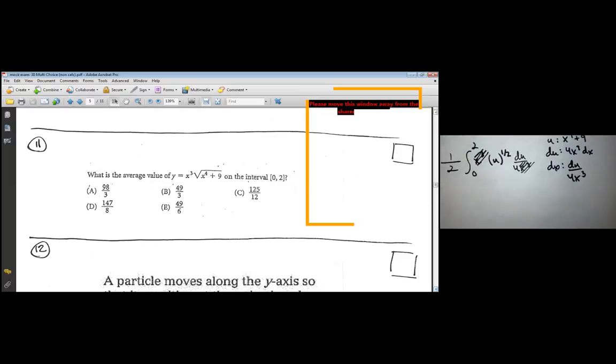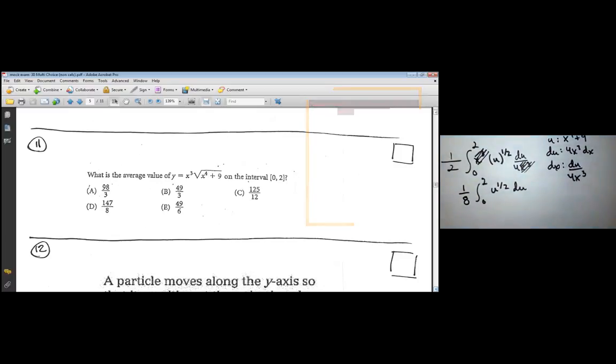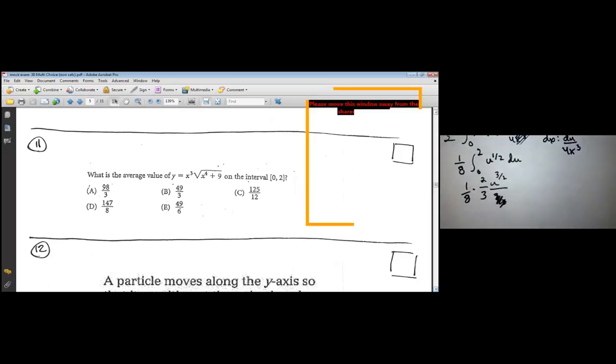And we have a 4 trapped on the bottom. So now I really have 1 over 8 integral 0 to 2 u to the half du. And you are ready to get going. So now if you integrate that, u to the 3 halves over 3 halves, flipping that upstairs becomes 2 thirds. Bringing in our 1 eighth from up above, that makes it 2 24ths. 2 24ths is really a 12th.